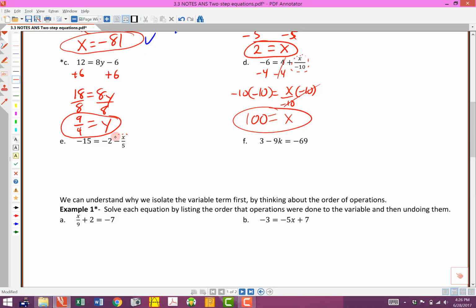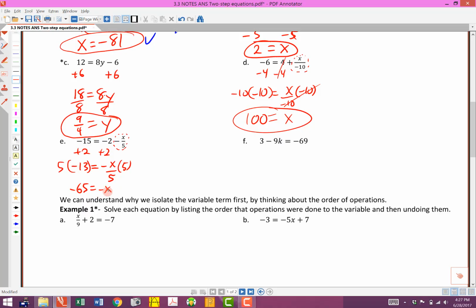Here's the variable term right there. And we want to get that by itself, so we want to undo the subtracting 2. So we're going to add 2 to both sides. That's going to give us negative 13 here, and then I've got negative x over 5. Now, I want to point this one out for a reason. There are a couple things that we could do here. We could undo the dividing by 5 by multiplying both sides by 5. That would be totally okay. We'd get negative 65 on this side, and we'd get negative x over here.